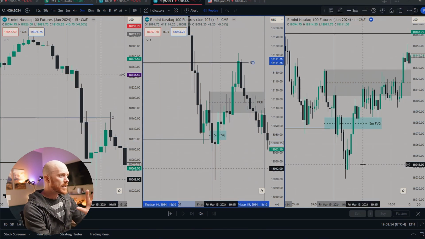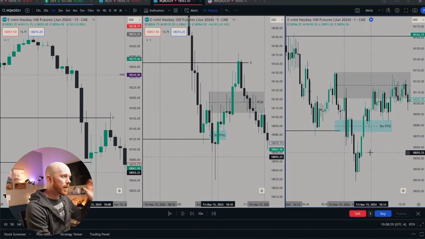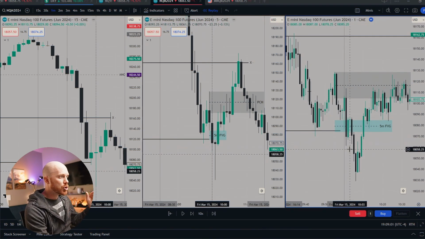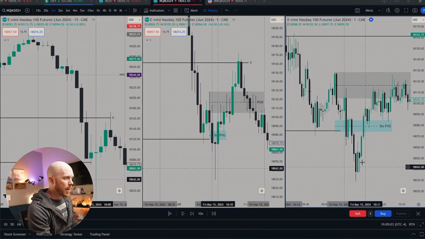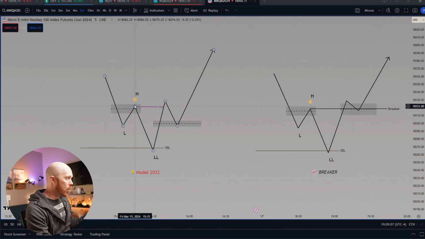Okay, let's go down now to the 1 minute. Now, this is the price action from the 5-minute to the 1 minute that I was looking at. I'm looking for, again, remember that low, high, lower low. I'm looking for a fair value gap on the left-hand side and a fair value gap on the right-hand side for Model 22, fair value gap on both sides as well, but maybe lines up with the breaker.